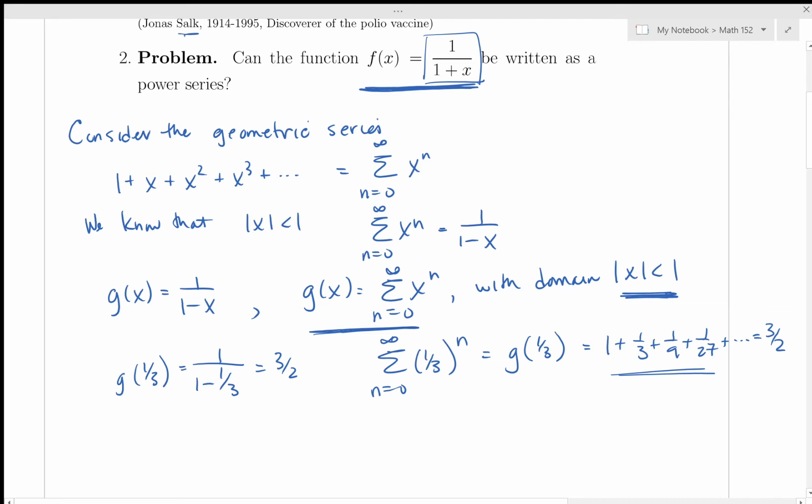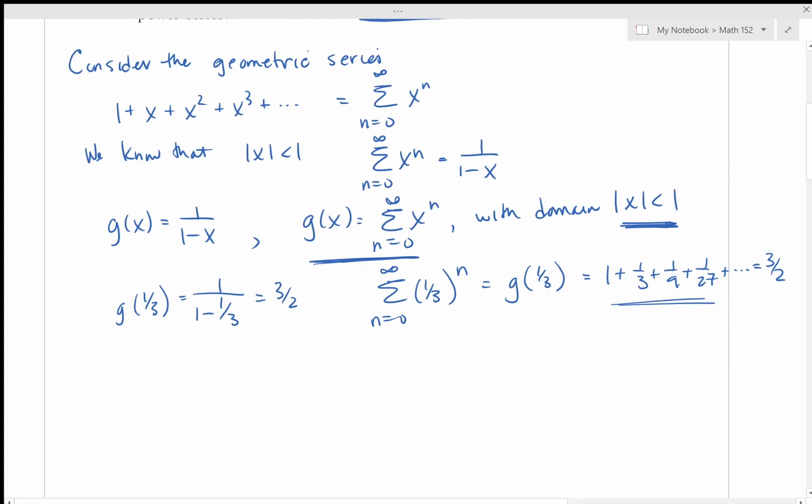So I can evaluate G of 1/3 either way. I cannot, so careful here. Notice if I take something like x equals 5, I can calculate G of 5 in this manner, 1 minus 1 over 5, like that, and I'm going to get -1/4.